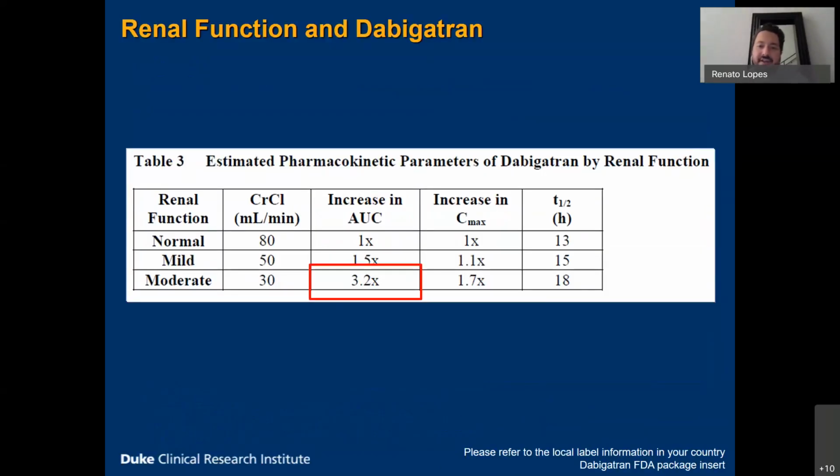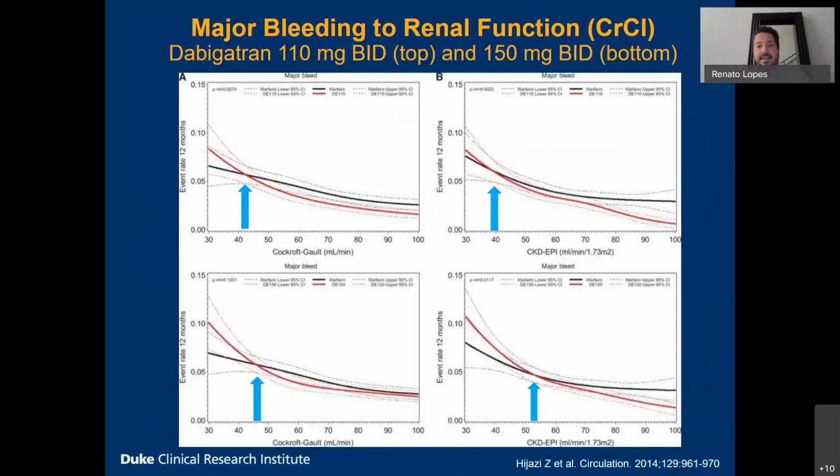Let's look at dabigatran and renal function. We know that dabigatran is 80% eliminated by the kidney. So that means that as renal function goes down, there is more drug circulating, and therefore the exposure to the drug is higher. That's why, if you look at the right bottom corner, as the renal function goes down, when it gets close to 50 mLs per minute of creatinine clearance, we start seeing numerically higher rates of bleeding with dabigatran compared to warfarin. Why? Because the drug is 80% eliminated by the kidney. So that's why we see that.